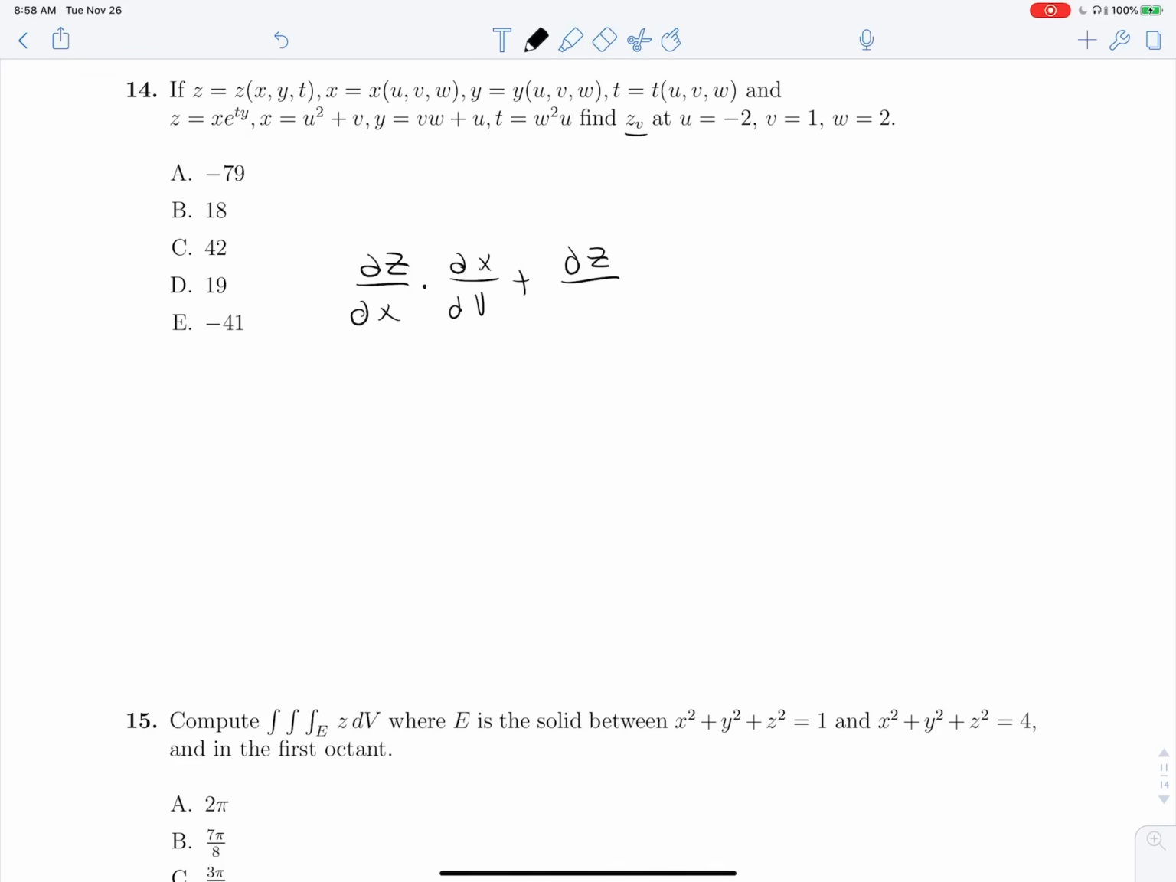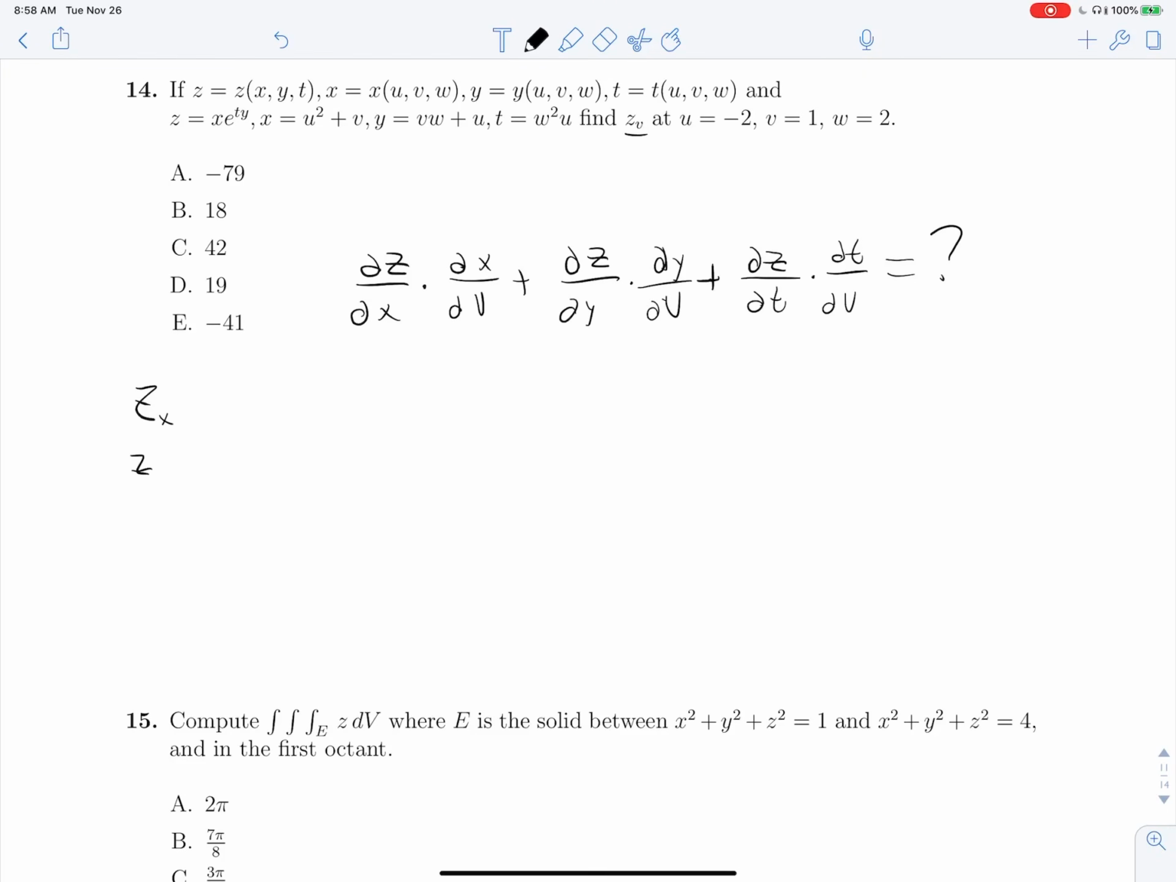Partial z, partial y, partial y, partial v, plus partial z, partial t, partial t, partial v. And all of this is going to give us our partial derivative overall. So let's find some of these things.